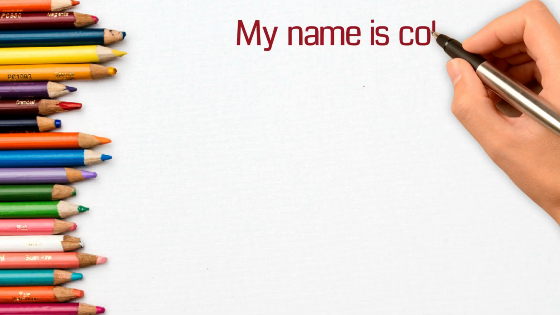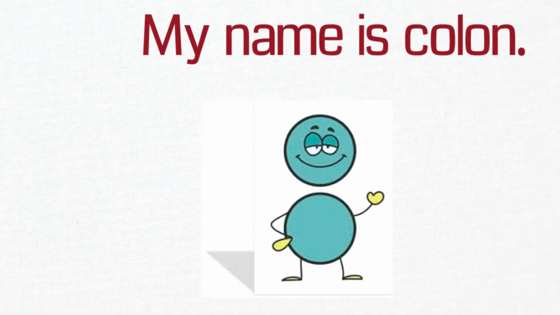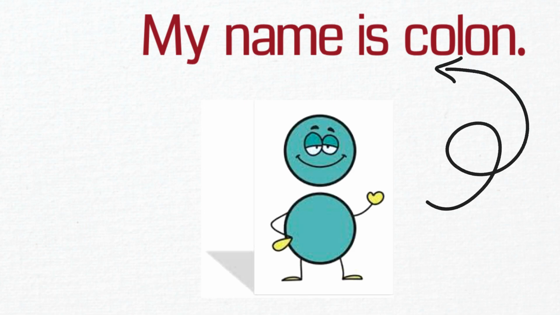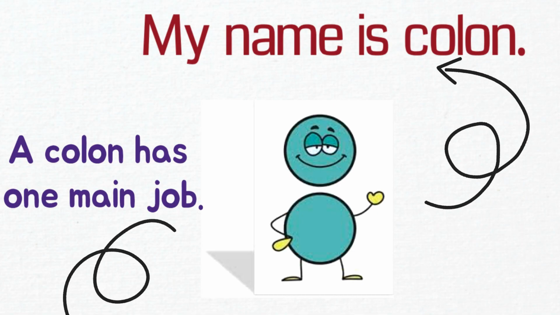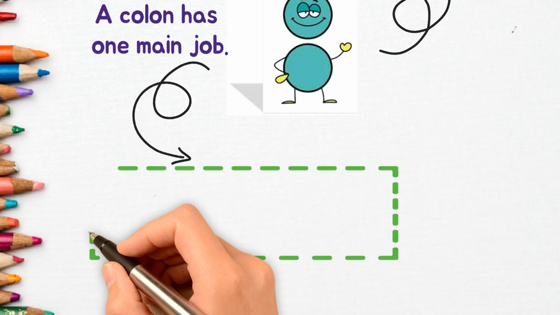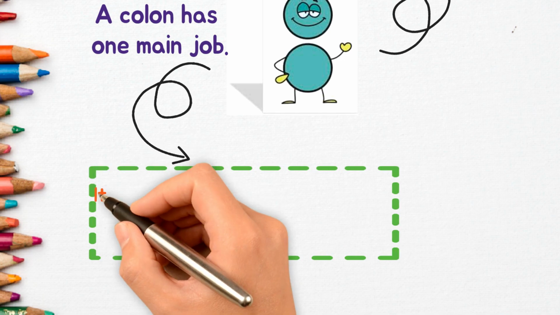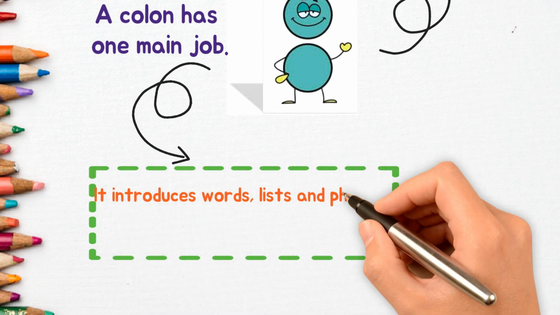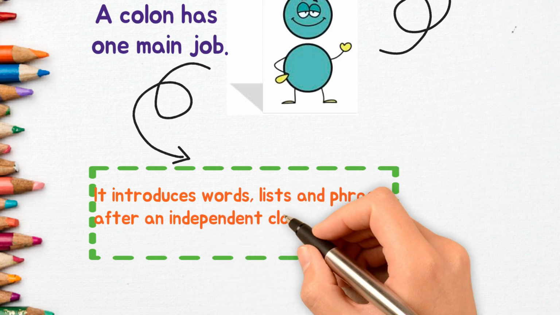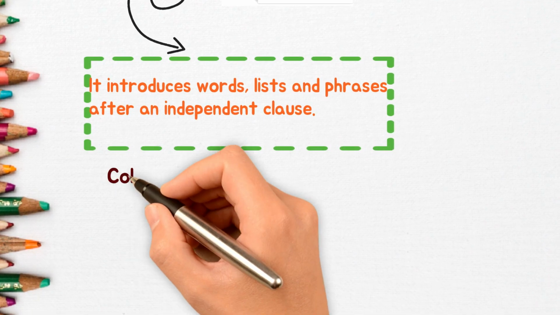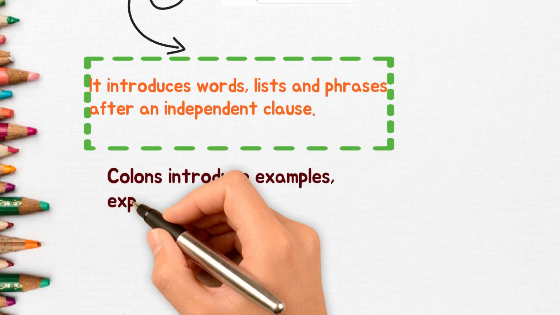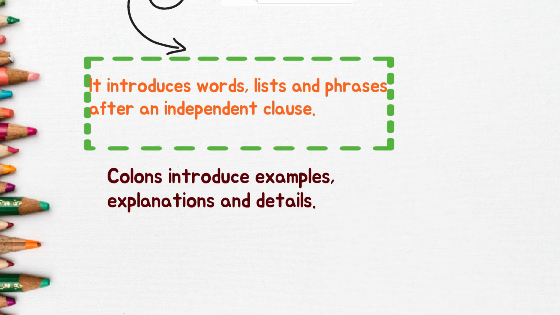Now let's take up the last punctuation mark in this category of pause punctuation. That's the colon. The colon is used to introduce words, lists, names, and phrases after an independent clause. So, colons have one main job. They introduce examples, explanations, or details.